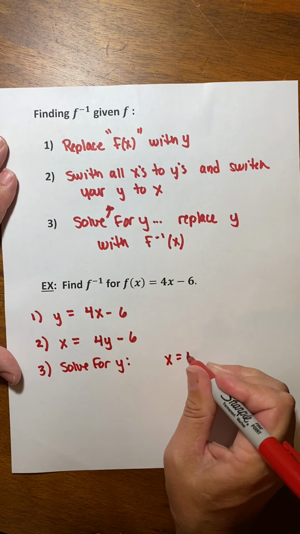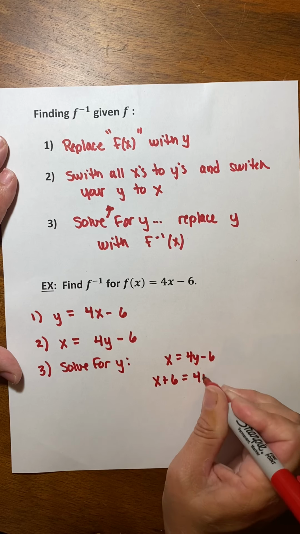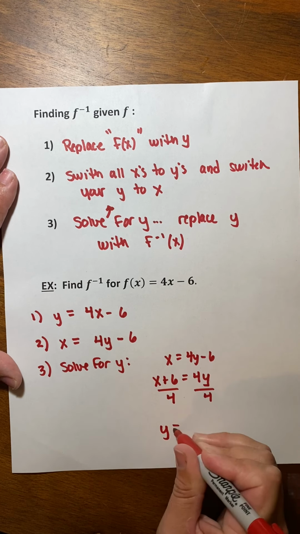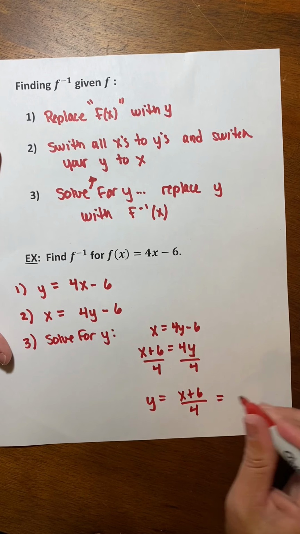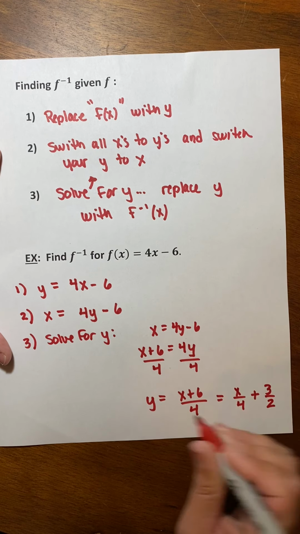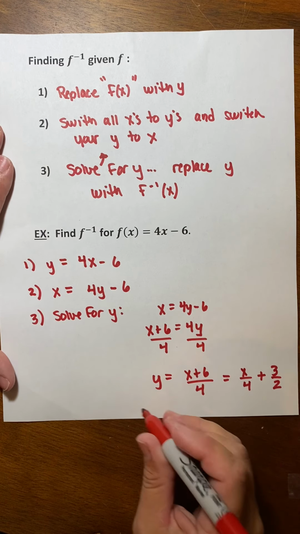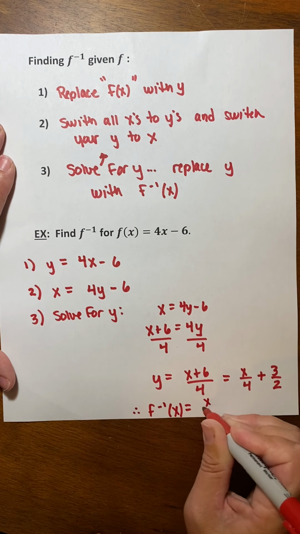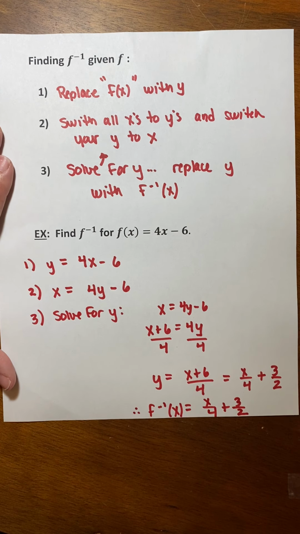So x equals 4y minus 6. x plus 6 equals 4y. Add 6 to both sides. Divide out the 4. We get y equals x plus 6 over 4. We could also write this as x over 4 plus 3/2, right? x over 4, and then 6 over 4 becomes 3 over 2. So therefore, f inverse of x is equal to x over 4 plus 3/2.